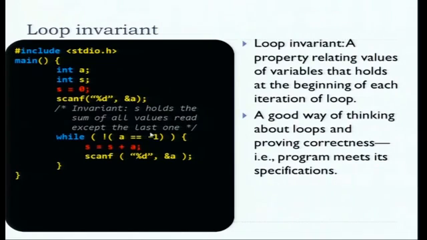So that is true when you first enter the loop, and at any point when you enter the loop, you sum the last value that was read and read one more number. Okay. So you will see that s still holds the sum of all values read so far except the last one. So this is the loop invariant in the program, and loop invariants help you argue about the correctness of the loops.